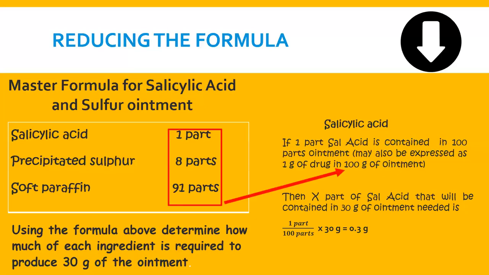This is just a demonstration to show you that 100 grams is representative of the total number of parts. So 100 grams is the same as saying 100 parts of the ointment.